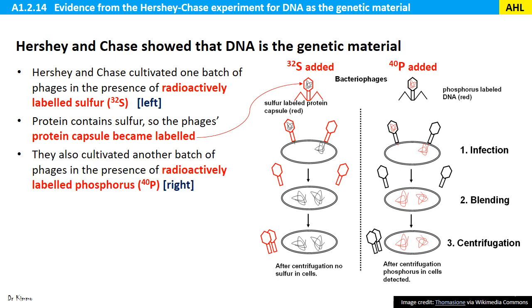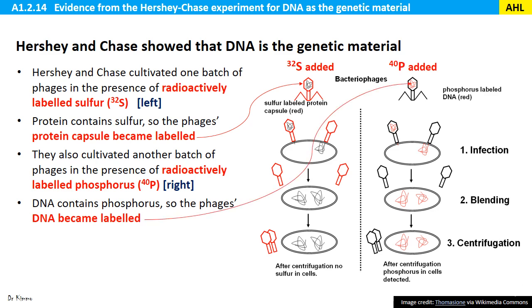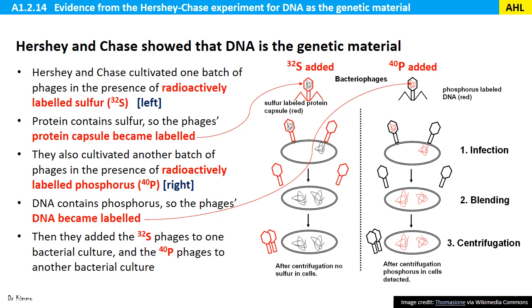They also cultivated another batch of phages in the presence of radioactively labeled phosphorus 40P, right column. DNA contains phosphorus, so the phage's DNA became labeled. Then they added the 32S phages to one bacterial culture and the 40P phages to another bacterial culture. The phages infected the bacteria, and that is step 1 in this illustration.